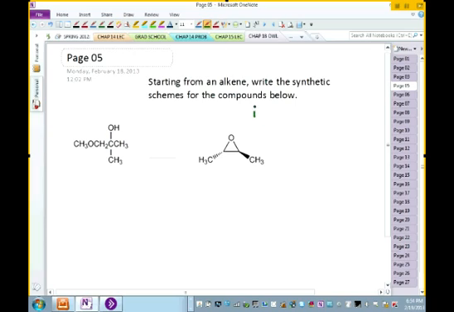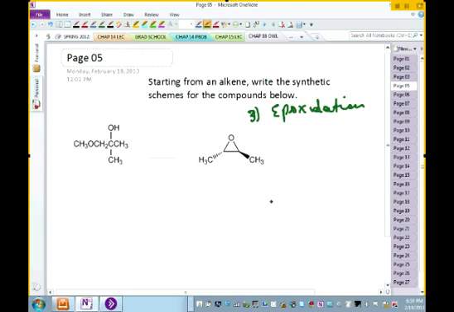Under synthesis of ether, so we now say 3. Epoxidation. For epoxidation, there are two ways in which we could make epoxide.